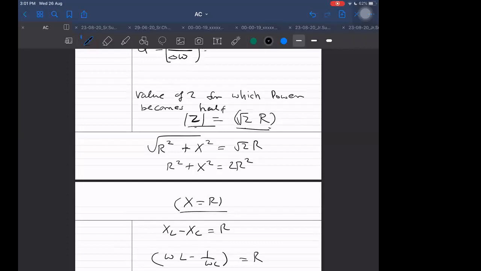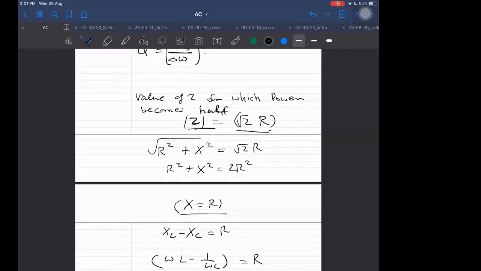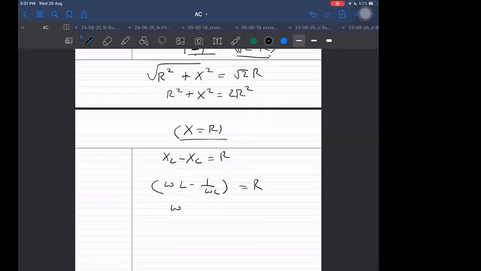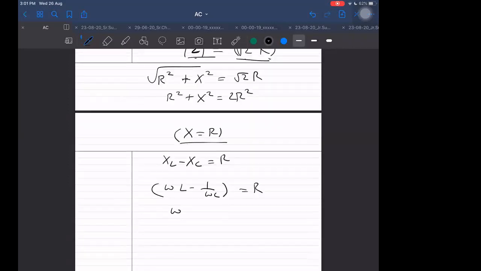Because by definition, we have defined the quality factor in this way: when the power becomes half, corresponding to those omegas, if we know omega 2 and omega 1, then omega naught upon omega 2 minus omega 1 will give us the quality factor. So I need to know this omega 2 and omega 1. Can you find out the omega 2 minus omega 1 value from this quadratic equation?